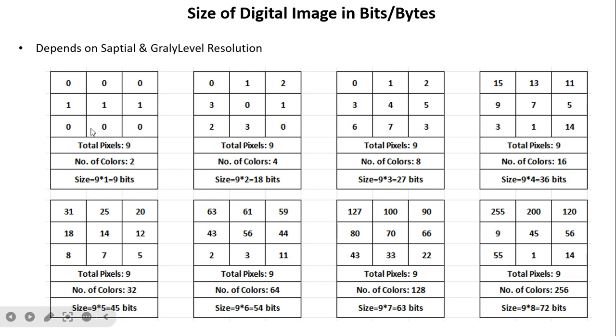Now consider this 3 by 3 image. The total number of pixels is 9 and we are using only 2 colors. The number of colors is 2, so 1 bit is sufficient to store the 2 colors. So the size of the image is 9 into 1 bits.